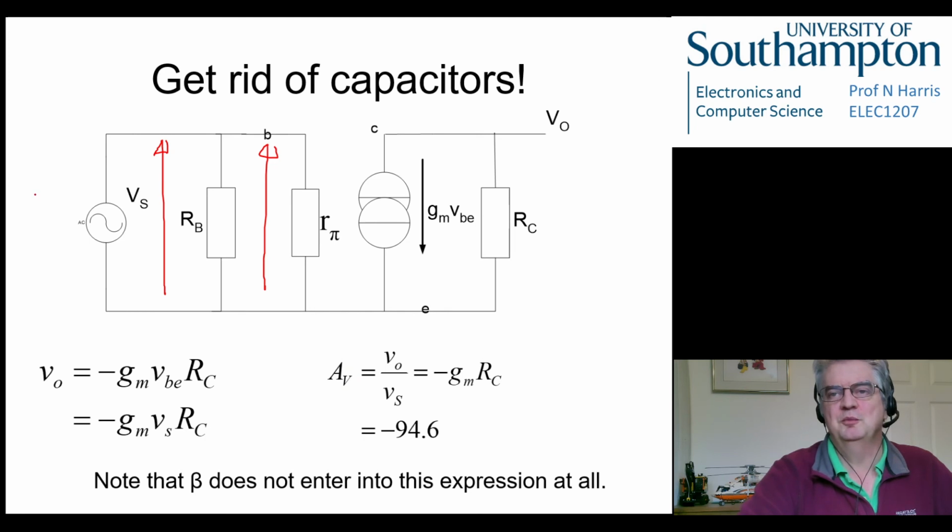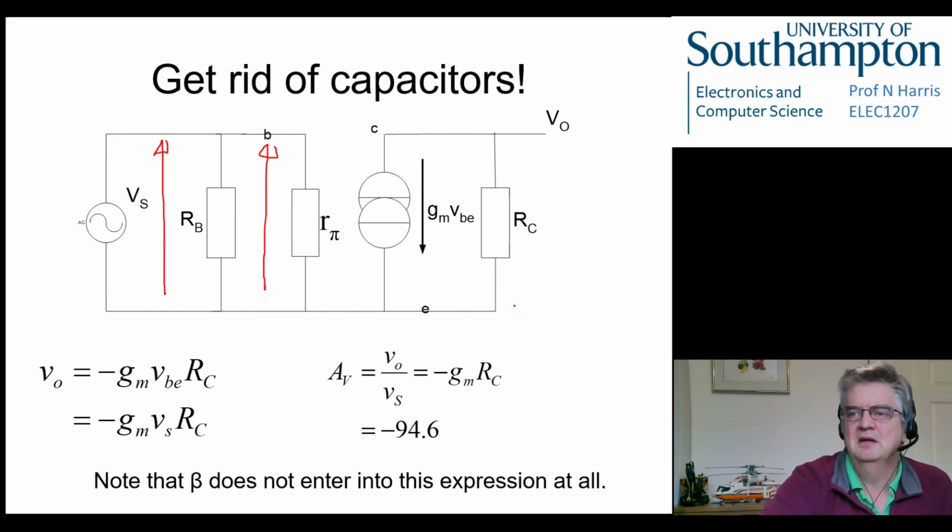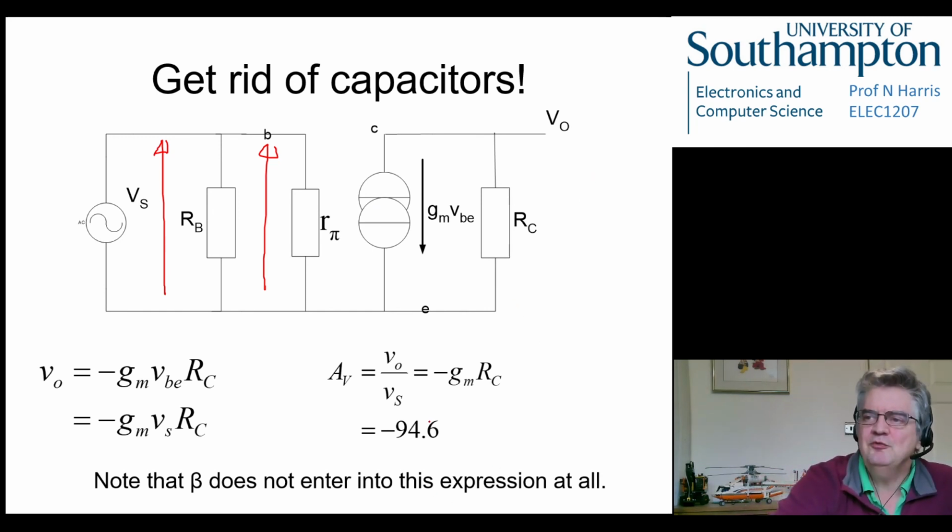So we know that if we put a value of 1 volt in here, for example, we will get a signal out of here that is GM RC, bigger or smaller depending on the values, times VS. In this case, if we have a value of 2.2k, I think, for RC here, and we calculate a value of GM, which I can't remember what it was, but we can look back and see that, put the numbers in for this, and it comes out at a value of 94.6.